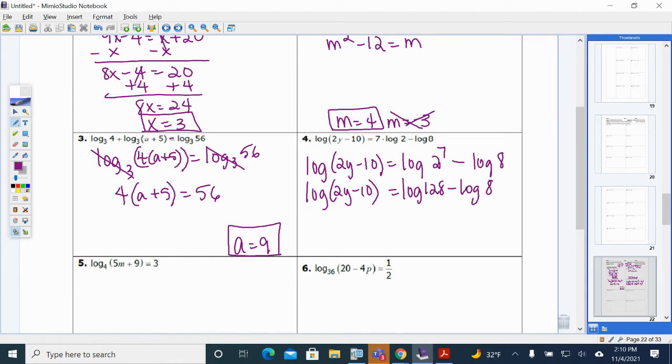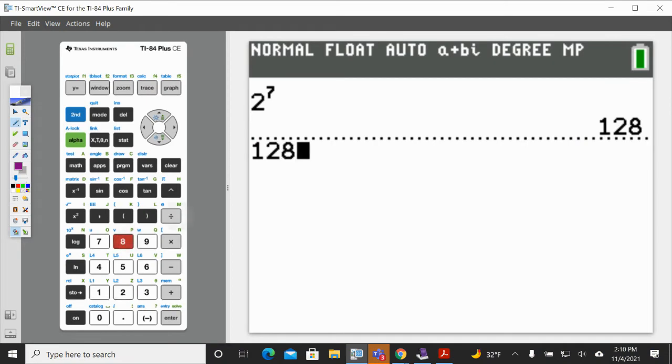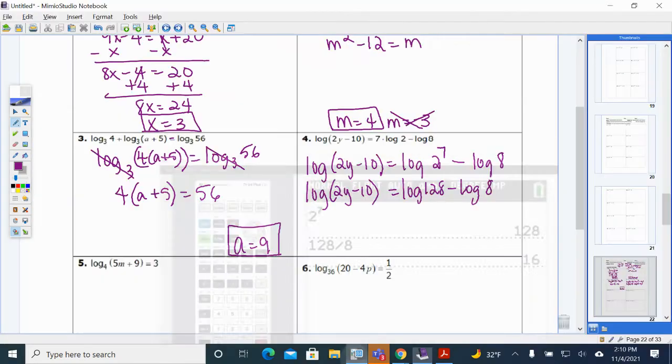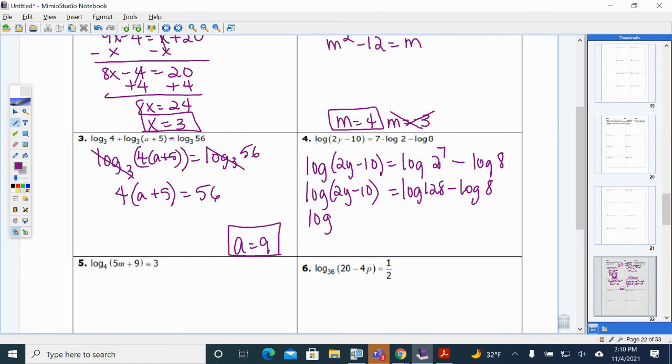And then because there's a minus, we need to divide. We're going to divide 128 by 8. So 128 divided by 8 gives me 16. So now this says log of 2y minus 10 equals log of 16. So we've condensed the right side. We've got logs on both sides. Drop the logs, and you've got 2y minus 10 is equal to 16. Solve, and you should get y equals 13. And it does work. When you check it, it does work.